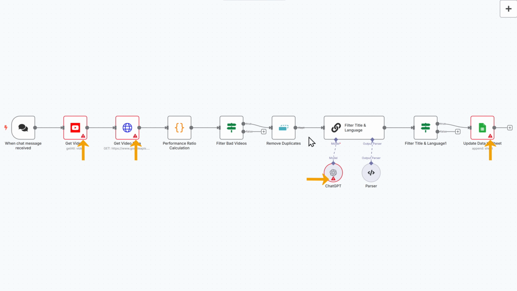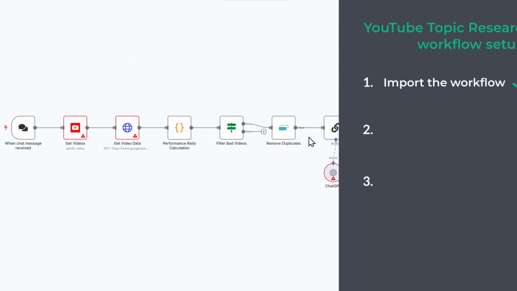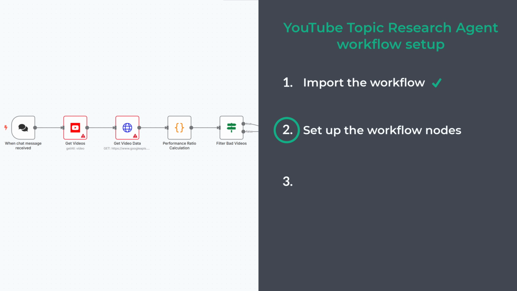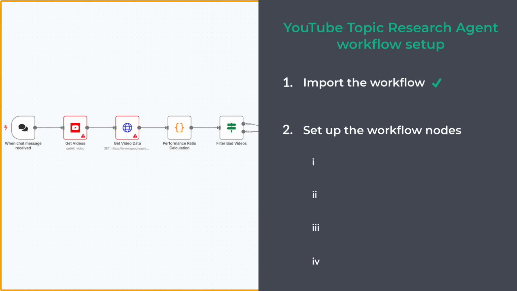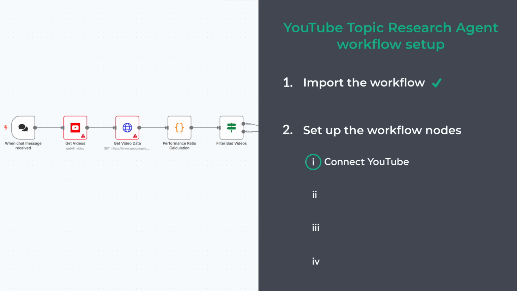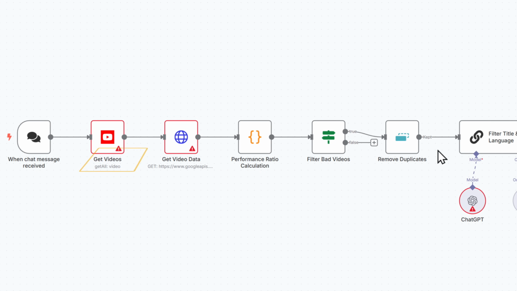And now we have successfully imported the workflow template. And here you can see some of the nodes have warning signs, which means they still need to be set up. So let's move on to the next step, which is to set up the workflow nodes. Here we need to set up 4 key nodes to complete the workflow setup. Let's start with the first node, which is to connect YouTube with the workflow.